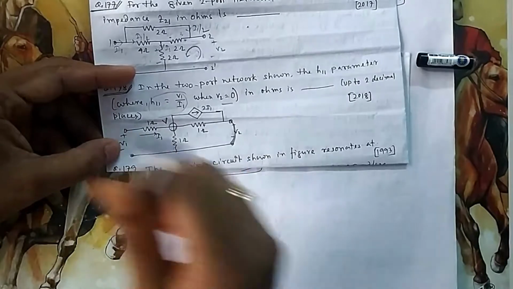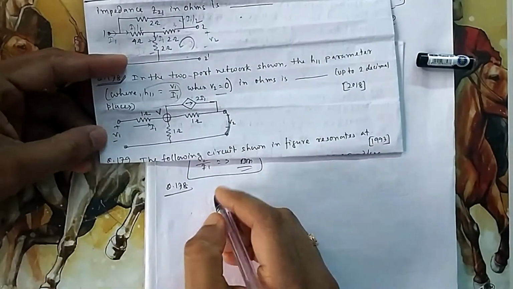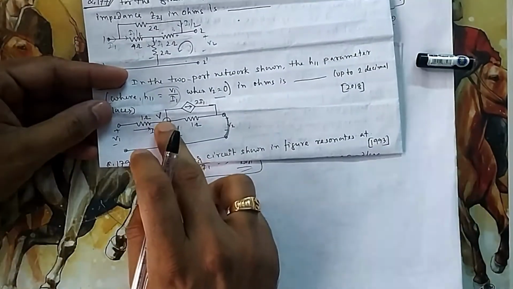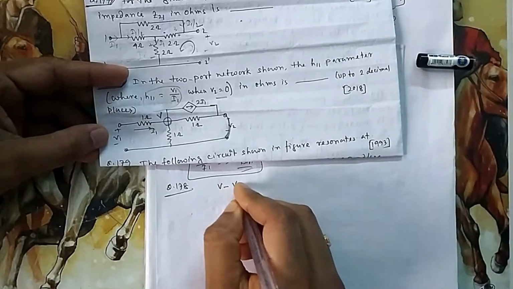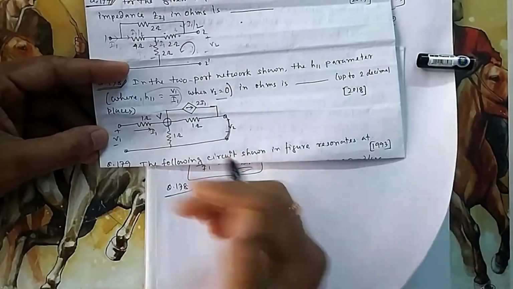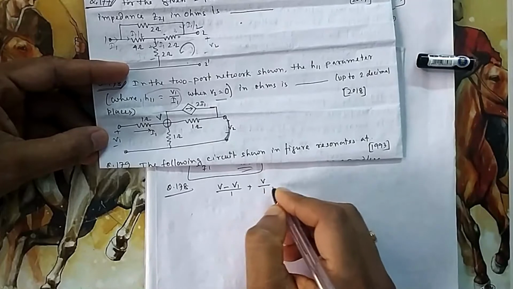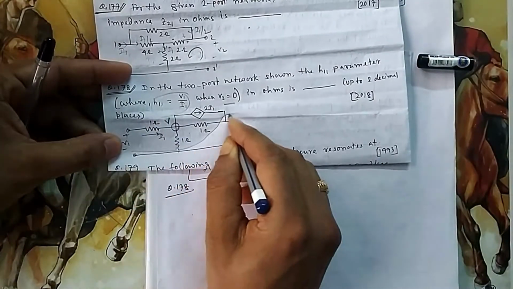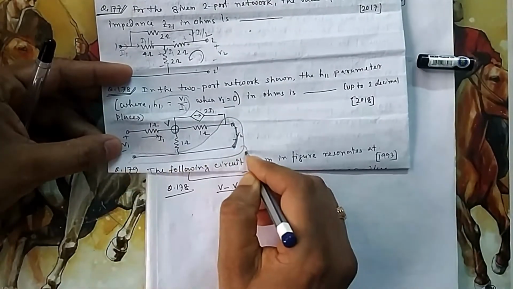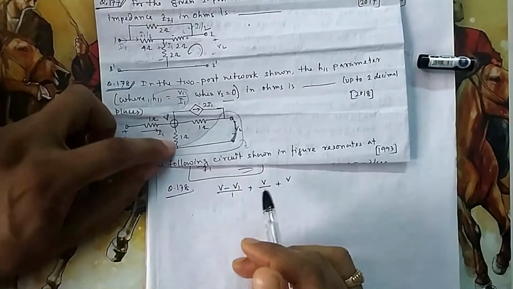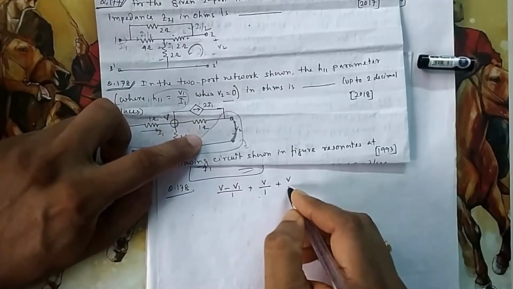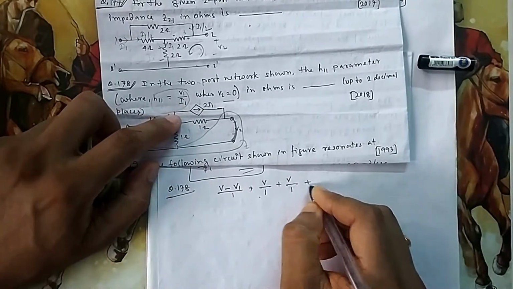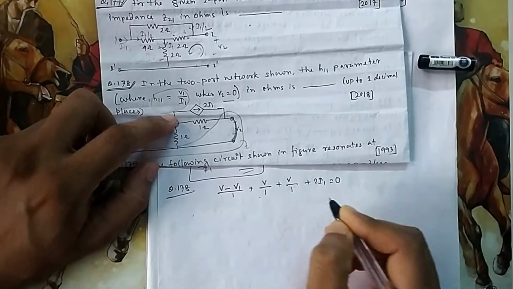So if I take the nodal analysis for this node, it will be V minus V1. If you have a confusion, directly you apply node. Then V by 1, because this entire thing becomes your ground node now. This is your ground node. These all are reference because all are the same point. So it is V minus V1 by 1, this current V by 1, and this current is already outgoing, so 2I1, that is equal to 0.